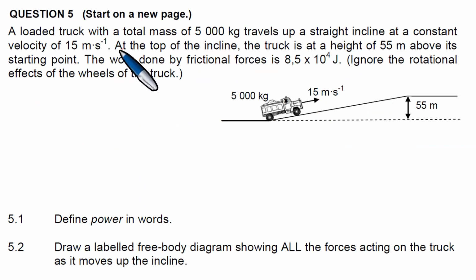Right, a loaded truck with a total mass of 5,000 kilograms travels up a straight incline at a constant velocity of 15 meters per second. Here is a giant truck. Now I want us to work together in doing this question, so please, guys, you need to be very, very alert.